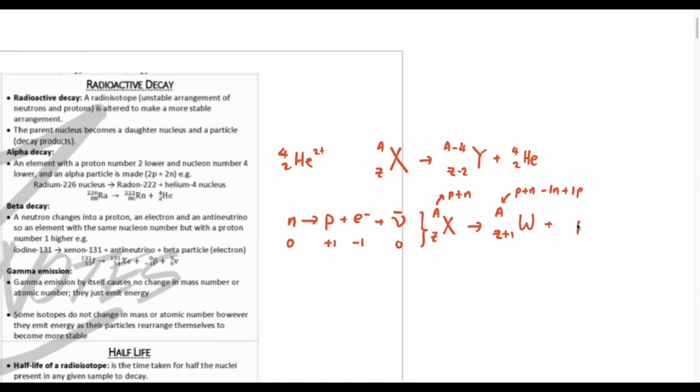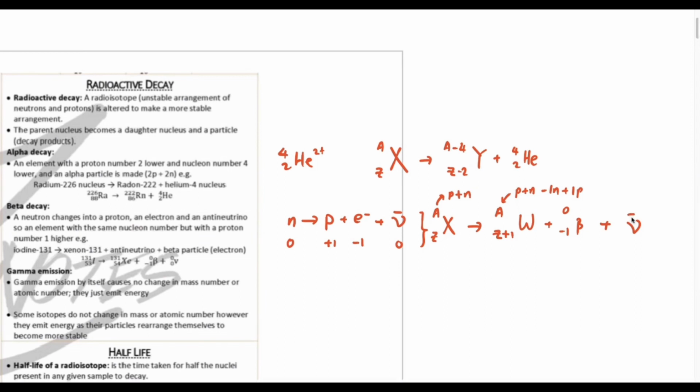And then the beta particle, we represent it by using 0 and minus 1. Logically, this is reasonable because left and right must balance. Left is just A, so right is A plus 0. Left-hand side is Z, so right-hand side is Z plus 1 minus 1. So it seems like it is balanced. Followed by the anti-neutrino. Anti-neutrino is like this.